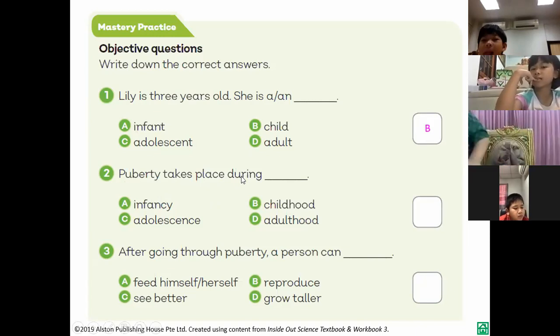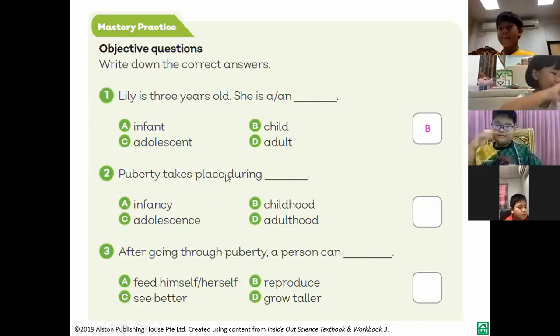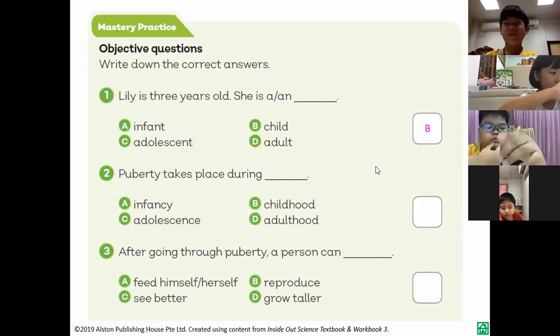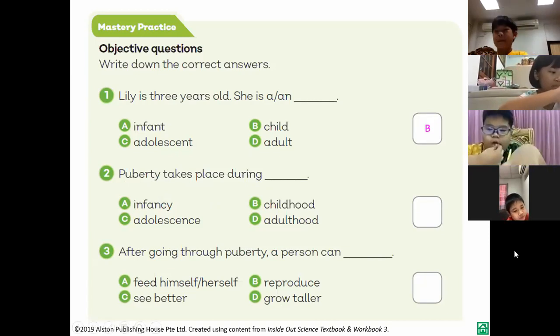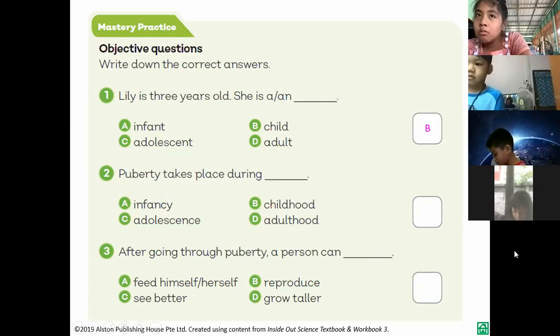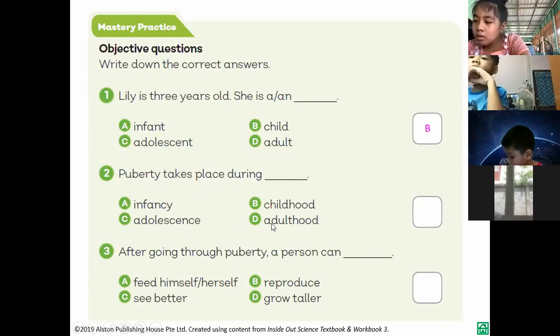Richard, can you read number 2 and give me the right answer? All right, I'm gonna call Tunkao. Tunkao, number 2. Can you read number 2? Puberty takes place during... what is your answer? Infancy, childhood, adolescence, or adulthood?